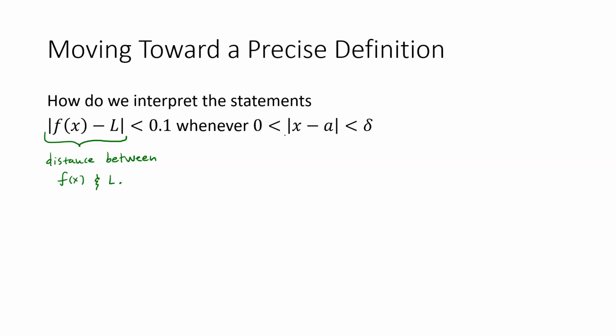And then here, the same idea, that here the absolute value of x minus a is referring to the distance between x and a. So a statement like this we can read as saying the distance between f of x and L is less than 0.1 whenever the distance between x and a is less than delta.